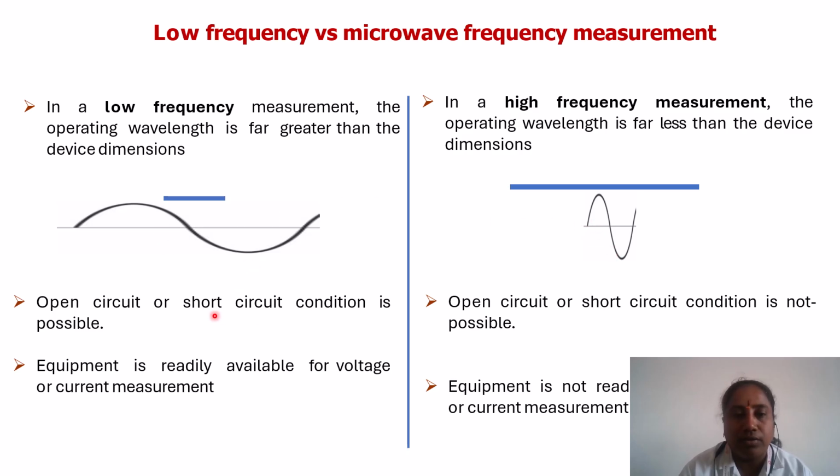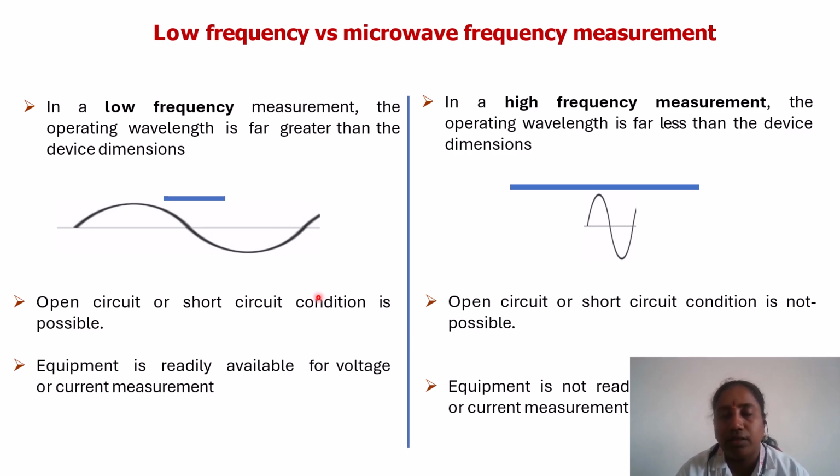Next, in low frequency, the open circuit and short circuit are possible to measure the power levels present in the low frequency ranges. When it comes to the high frequency, that is microwave frequency, the open circuit and short circuit are very difficult to measure. So this is the main difference between low frequency and high frequency.